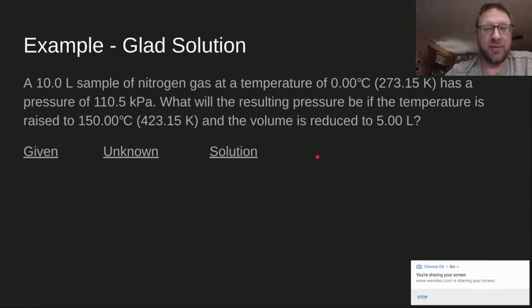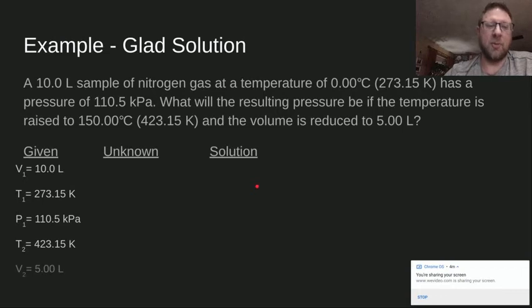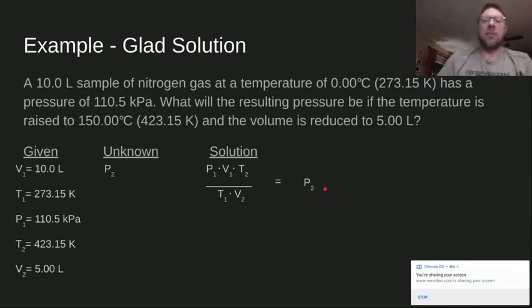If you like the Mr. Glad solution, everything is pretty much the same setup in terms of what we're given, what the unknown is. It changes, though, for the solution. And I'll put the whole problem up here, but what I like to do is rearrange that equation first. All right, so instead of P1 times V1 over T1 equals P2 times V2 over T2, I rearranged it so I can isolate P2 all by itself.